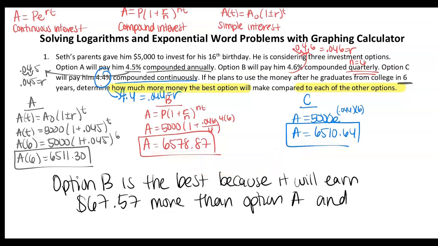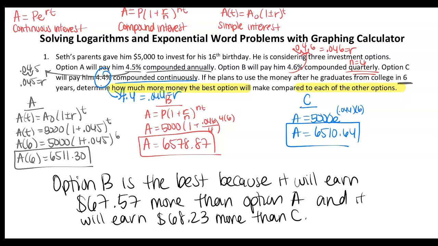I will tell you, if you're not practicing this and plugging it in your calculator, I can't help you on tests and quizzes. It will earn, in this case, $68.23 more than option C. Excuse the horrible handwriting, but this should be your answer. Option B is the best option because it'll earn $67 more than option A and $68 more than option C. So make sure you have that piece added in.